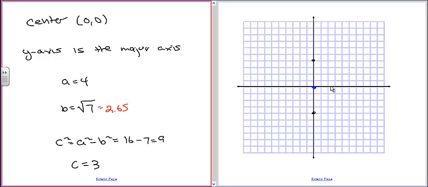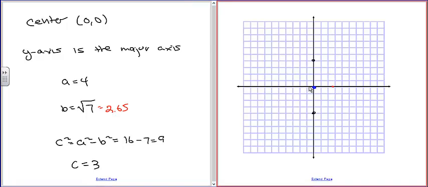So 1, 2, 2.65, so we're a little bit to the right of the center point. And the focal points are 3 in the major axis direction. So 1, 2, 3, so that's one focal point, and here's the other one. So we can draw these horizontal lines and these vertical lines. Again, if you were doing it, you'd use a ruler or something.